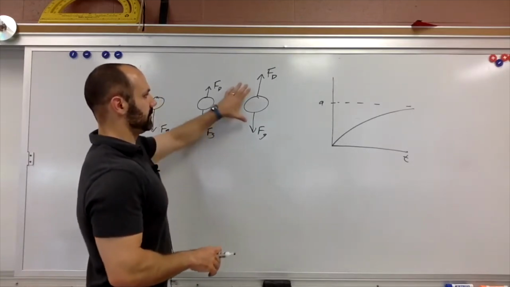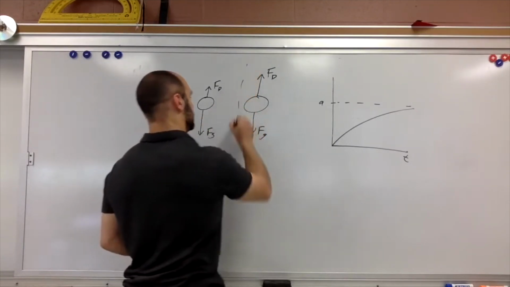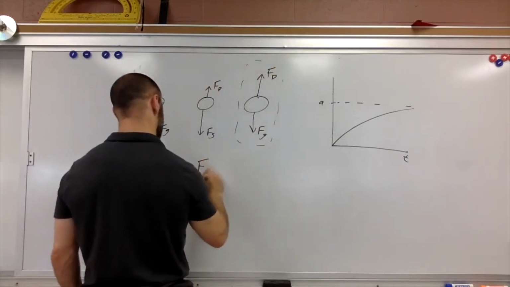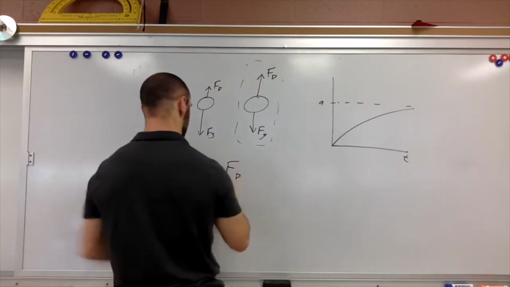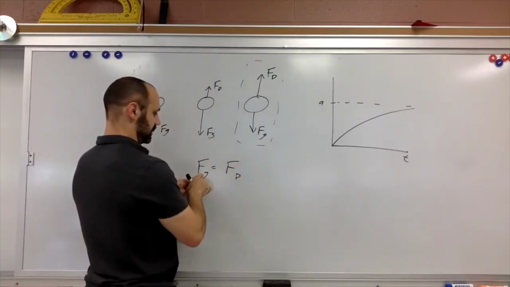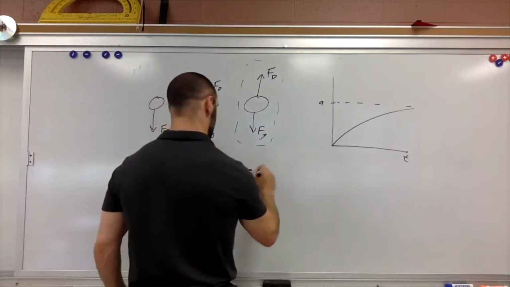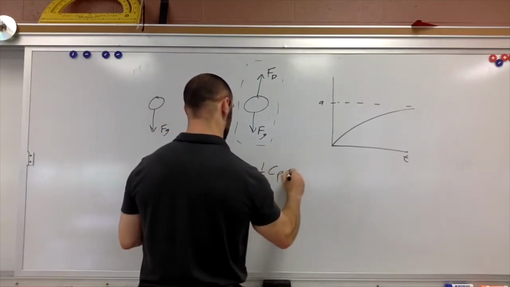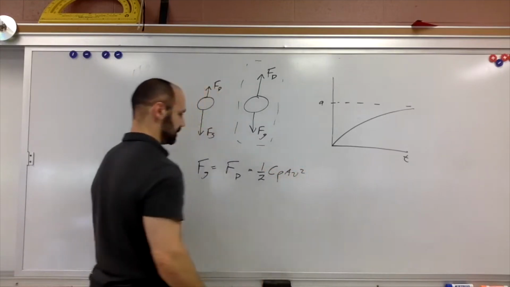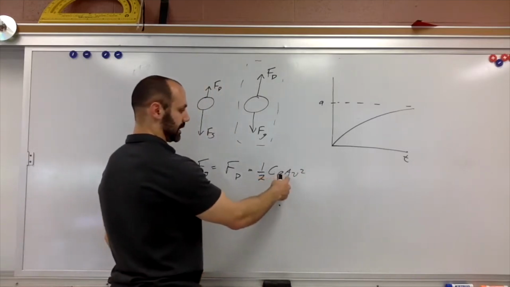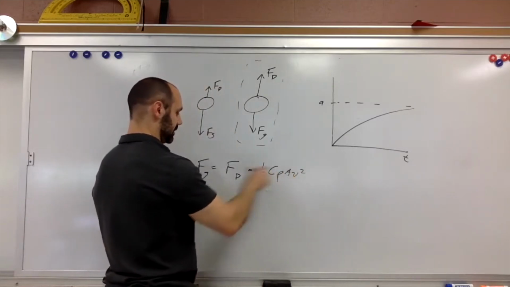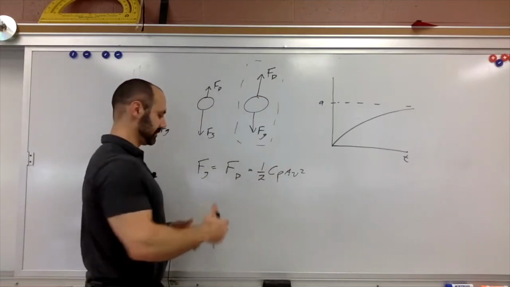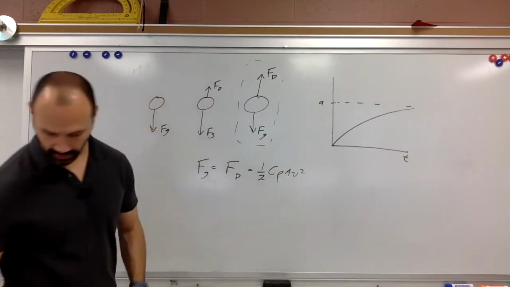And so if I'm asking about the terminal velocity, at terminal velocity, that's when Fg is equal to Fd. When the gravitational force is equal to the drag force, that means that the gravitational force is equal to 1/2 C rho A V squared. So if I know C, rho, and A, then I can solve for V if I know what Fg is, if I know the mass of the object, if I know the weight of it.